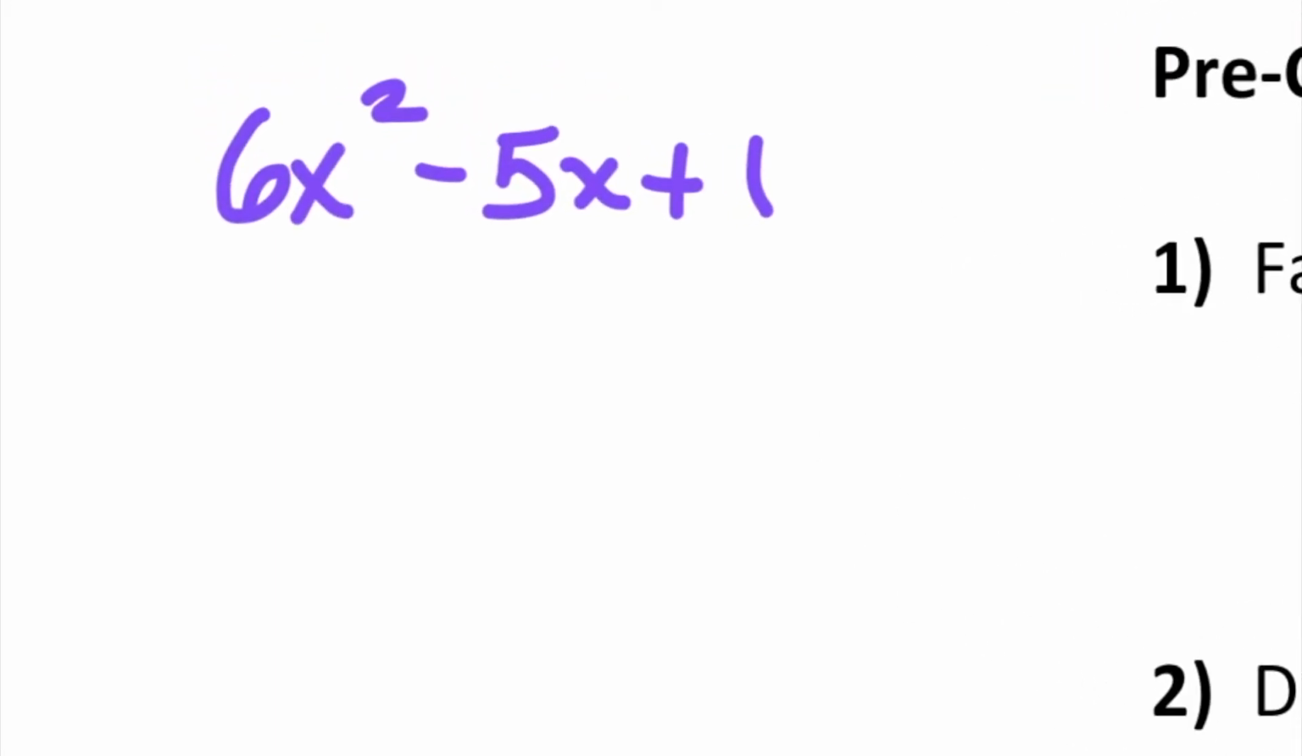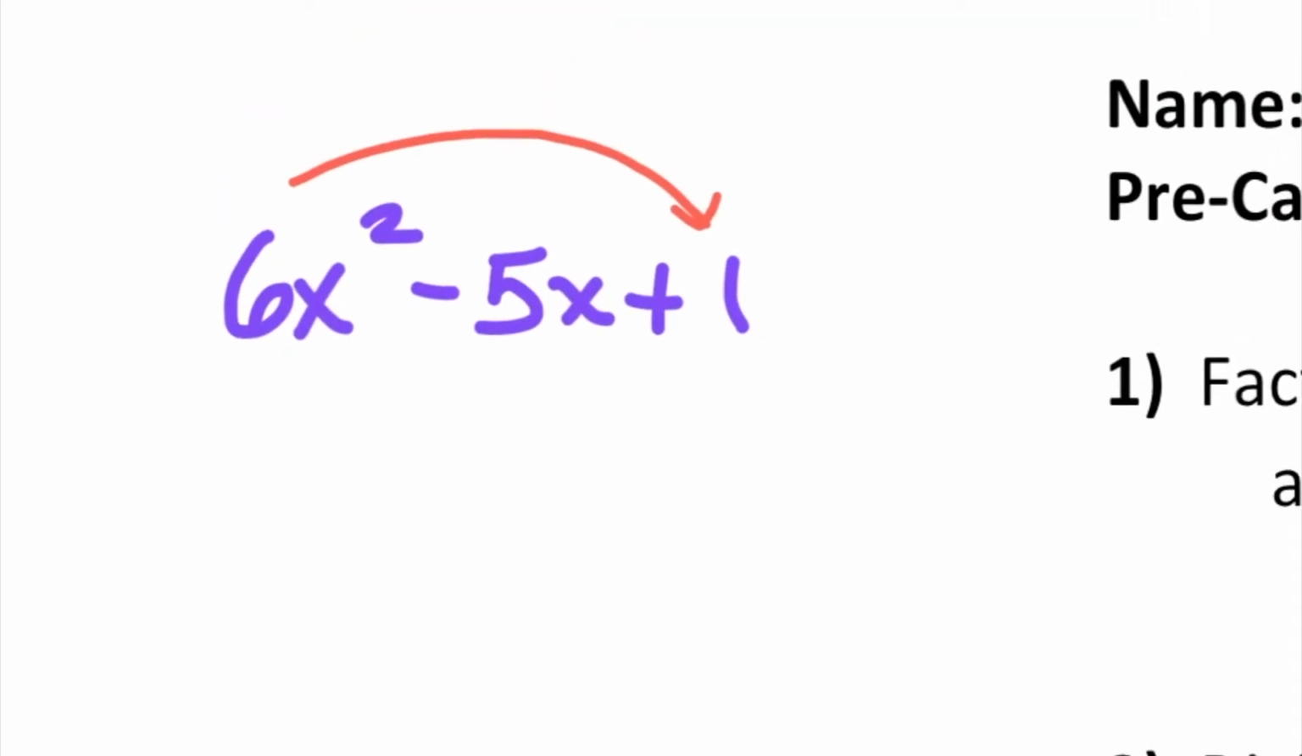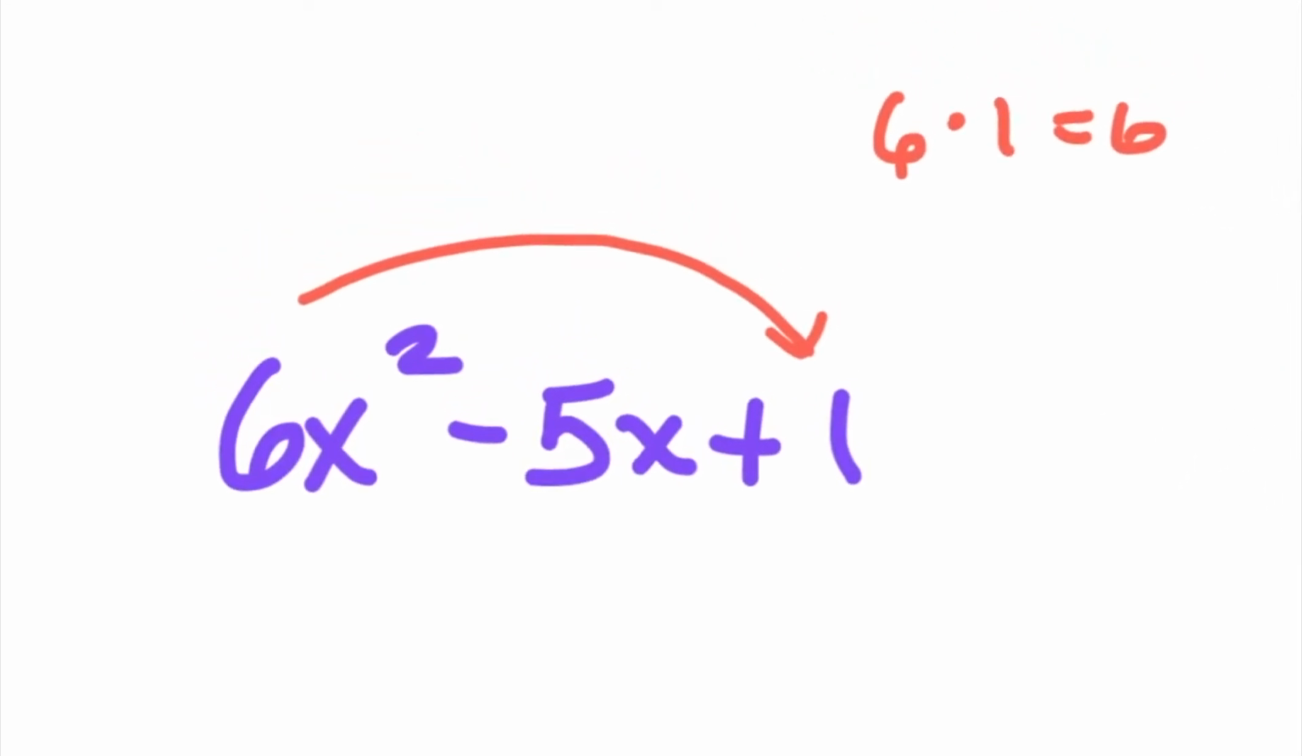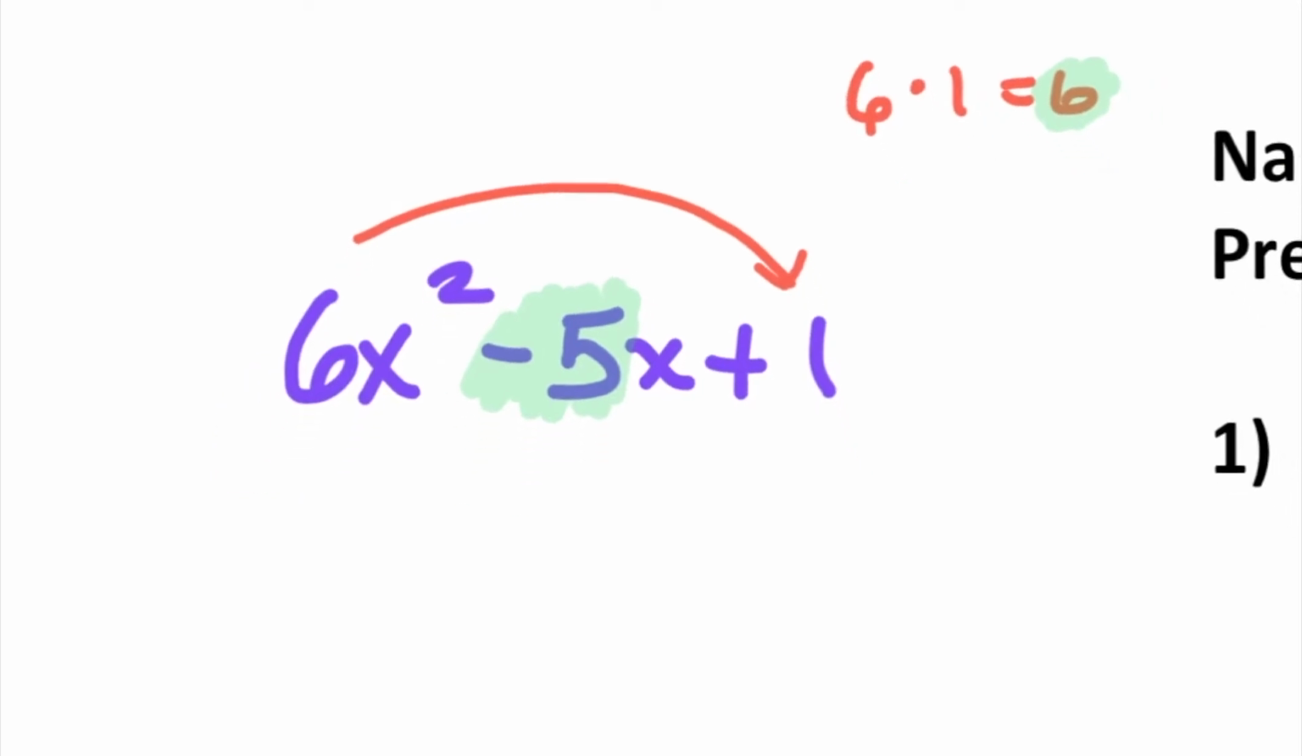And when I look at this, remember that because there is a leading coefficient, I want to take that leading coefficient and multiply it by the constant term with signs and everything. They're both positive this time. So 6 times 1 is 6. And then what I want to do is think of 6 as a product, or the answer to a multiplication problem, and negative 5 here, the coefficient on the middle term, as a sum, or the answer to an addition problem.